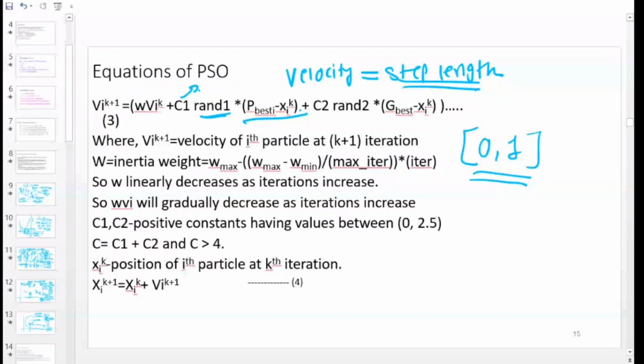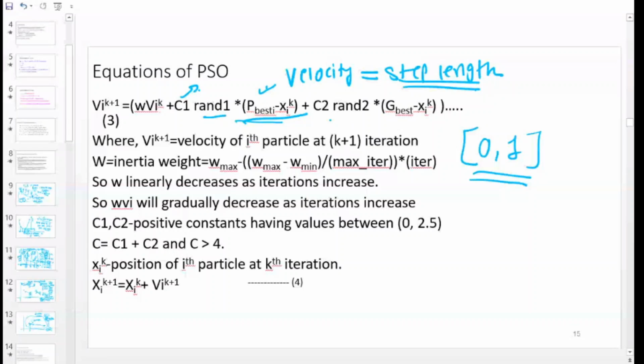Then rand1 is a random number which is generated between 0 to 1. Then pbest i means personal best position of the ith particle, minus xik, the current position of the particle. So current position of the particle is subtracted from the personal best position of the same particle, right? This second term is nothing but the personal memory, personal intelligence. Every bird tries to follow its past best position, past best memory.